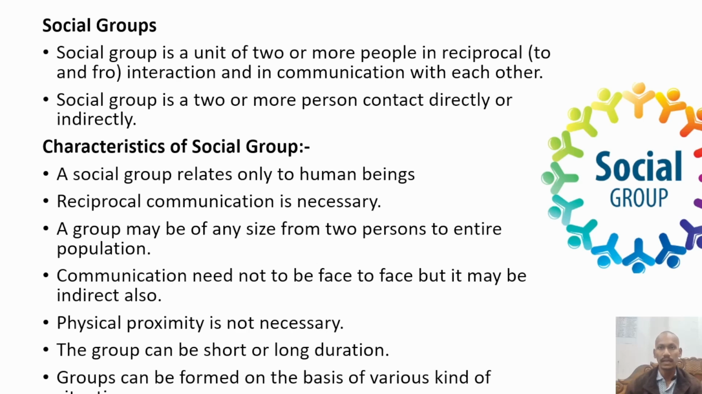Now, what are the characteristics of a social group? A social group relates only to human beings. I'm not sure if this statement is correct, because if you look at goats and other animals, they live in a herd, they live in a group. Yes, there is mostly no communication, they do not have words like humans, but still I think that is also a kind of group. So a social group relates only to human beings as per the notes that we have referred.